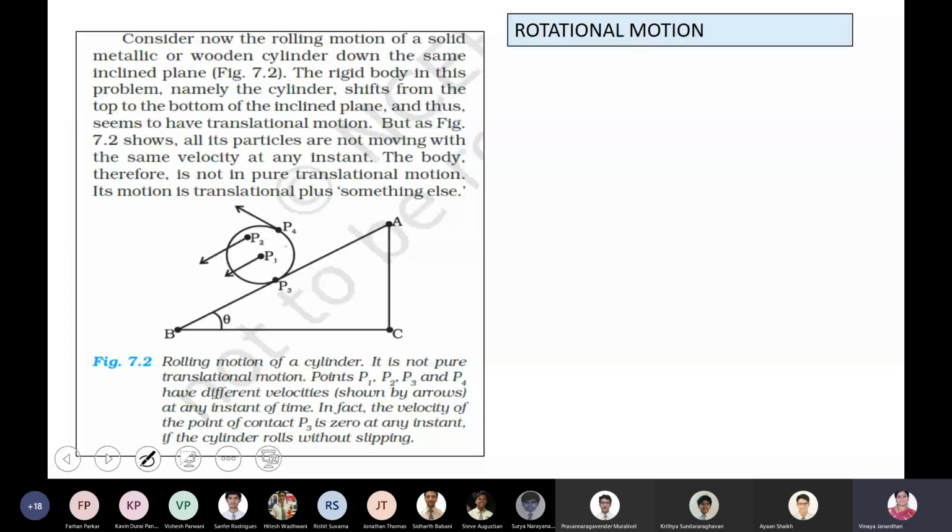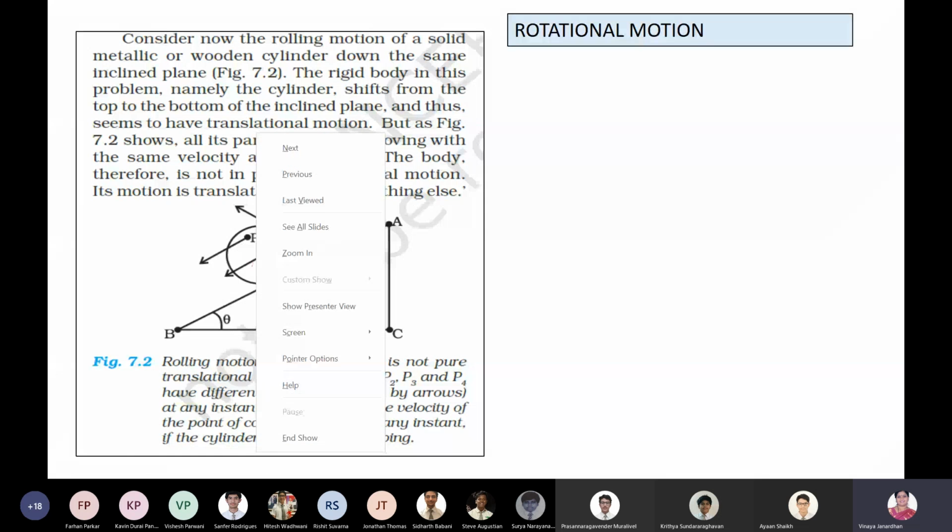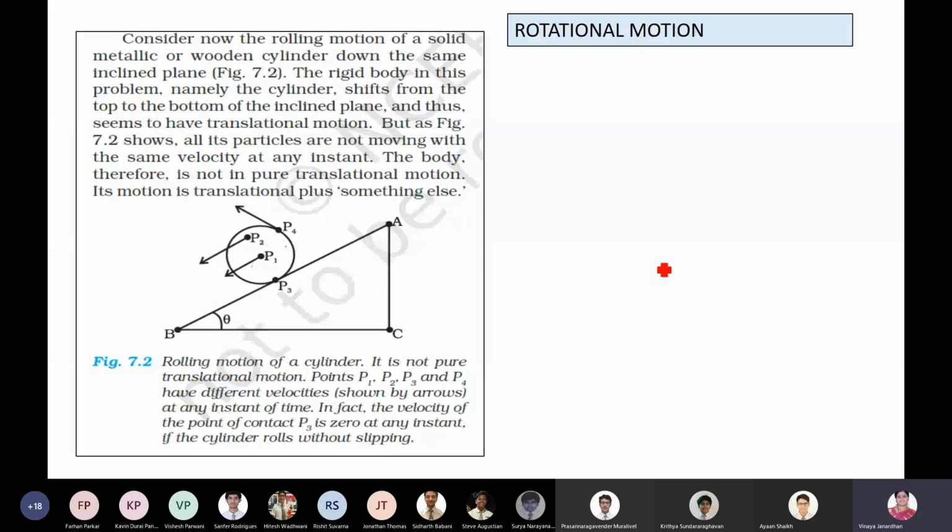When you are considering rotational motion, the body is rotating. For any rotational motion, from now onwards you should understand there is an axis of rotation. You know what the axis of rotation is? It can be a rotational plane or an axis which is perpendicular. So about this axis, the body is rotating. Now when you study rotational motion, you should know the axis of rotation.